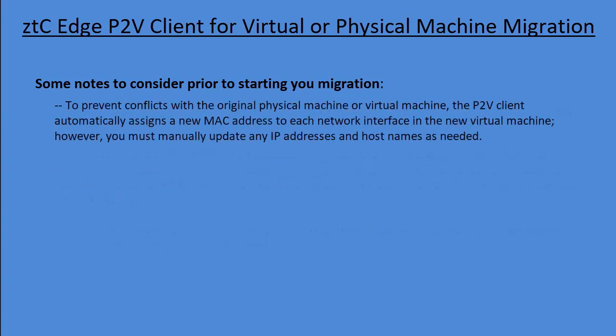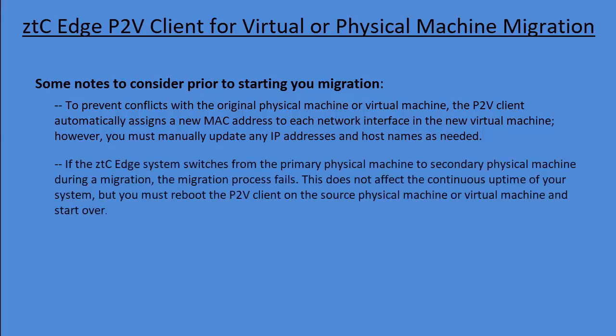To prevent conflicts with the original physical machine or virtual machine, the P2V client automatically assigns a new MAC address to each network interface in the new virtual machine. However, you must manually update any IP addresses and host names as needed.